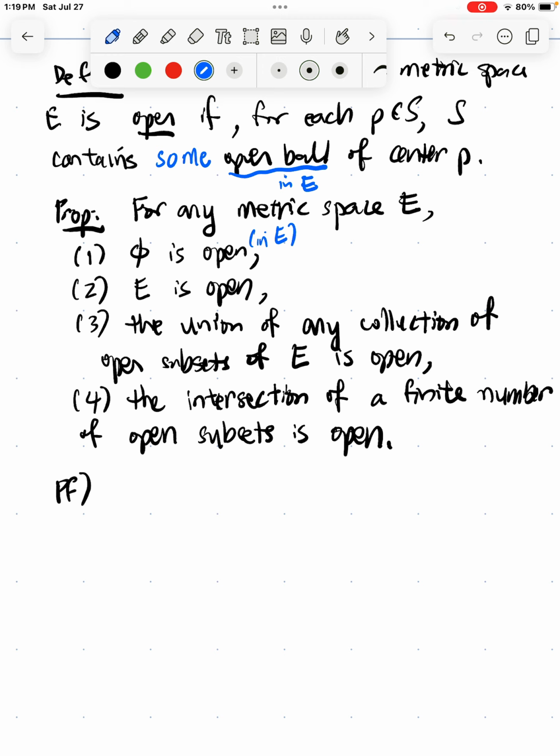So why is the empty set open? What do we have to prove? We'd have to prove that for every element of the empty set, there is an open ball centered at that point that is contained in the empty set. However, this is trivially true because the empty set has no elements. So it's true that for every element, the condition holds. This is just trivially true.